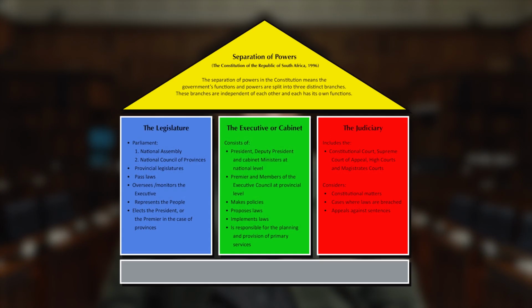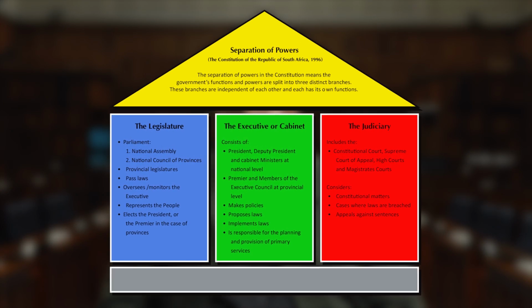In this section, I'll be discussing the three arms of government. The three arms of government are provided for in the Constitution in chapters 3, 4, and 8. The three arms of government are as follows: the legislative arm, the executive arm, and the judiciary. Now let's delve into this a little bit, what it means.